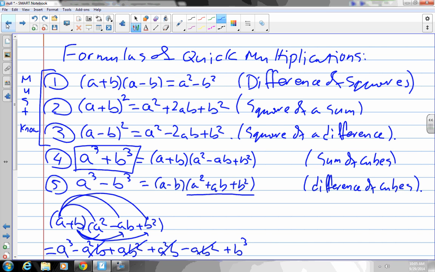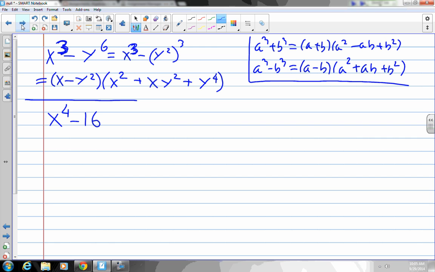Number 5? Well, but my power is 4, right? I have x to the power 4. This is cubed. It's hard for me to think of a power 4 as something cubed, right? 4 is not a multiple of cube, but 4 is a multiple of 2, right? I can think of the 4th power as something squared. Can I think of this expression as a difference of 2 squares? X to the power 4 minus 16.